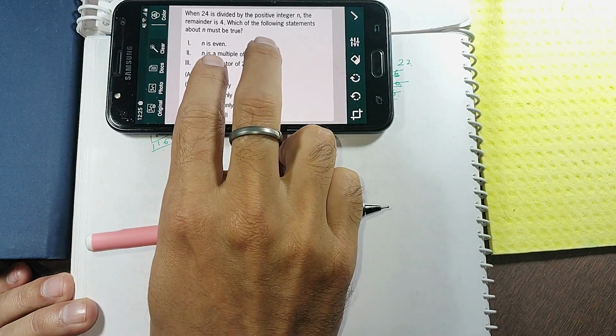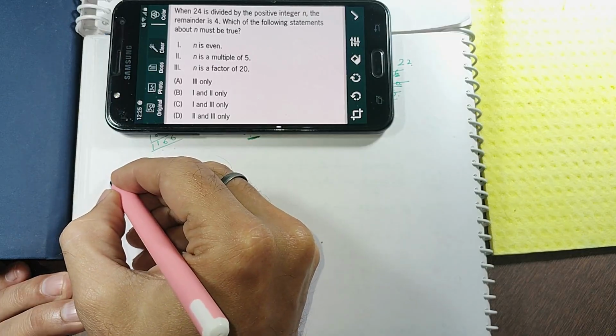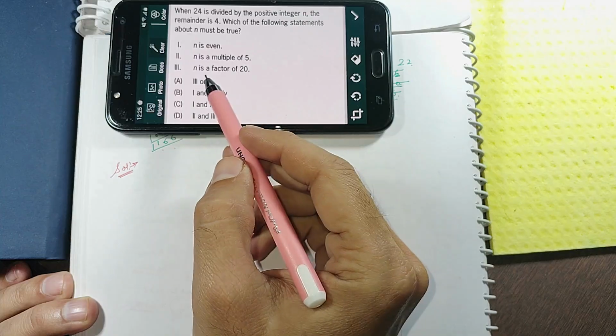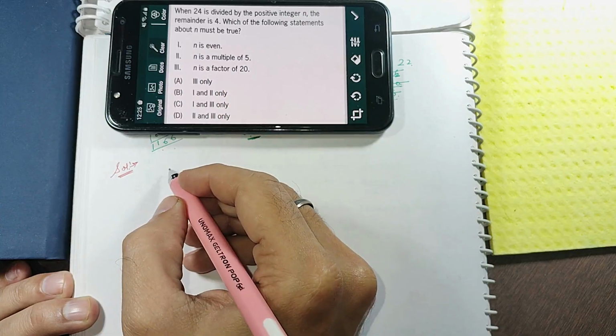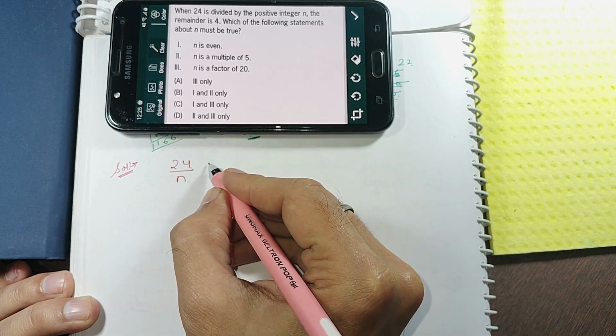When 24 is divided by a positive integer n, the remainder is 4. Which of the following statements about n must be true? First, n is even; second, n is a multiple of 5; third, n is a factor of 20. So we have been given that 24 is divided by a positive integer n, and what we get is remainder 4.